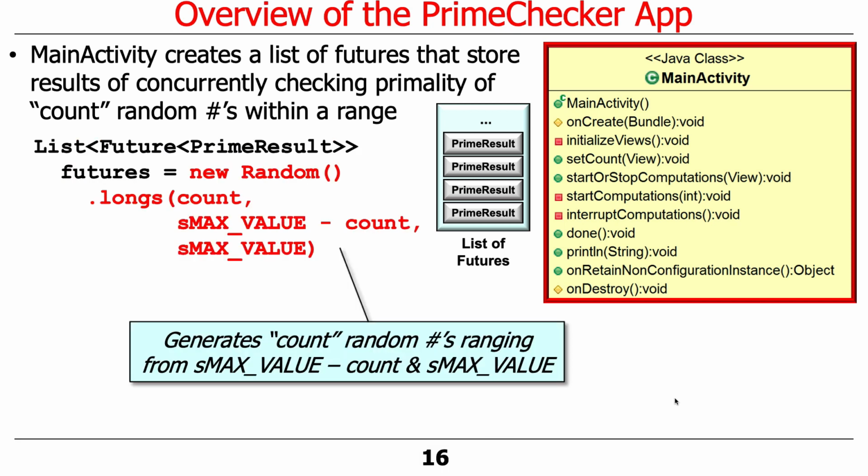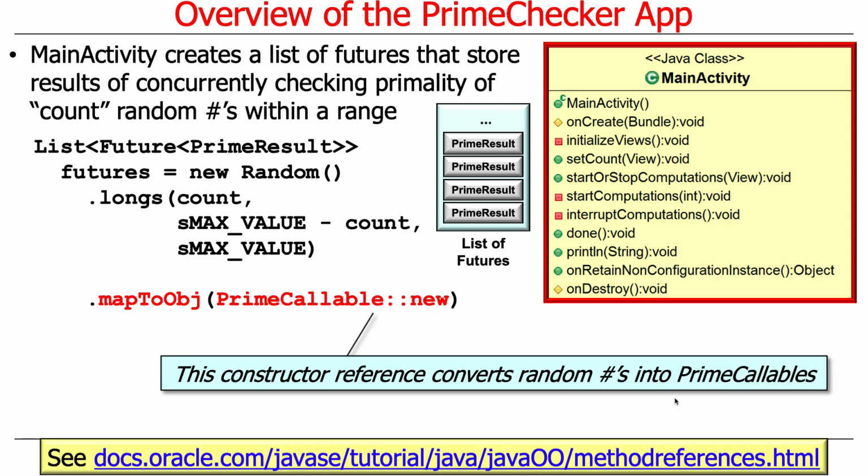And we're going to initialize this using a Java 8 stream. I think I've shown you this type of code before with the earlier example. So we're going to make a stream of random numbers, and we're going to have count of them, and they're going to range from maxValue minus count to maxValue. That just makes sure that we have big numbers, and they're going to have a bunch of duplicates because we keep them within a certain range.